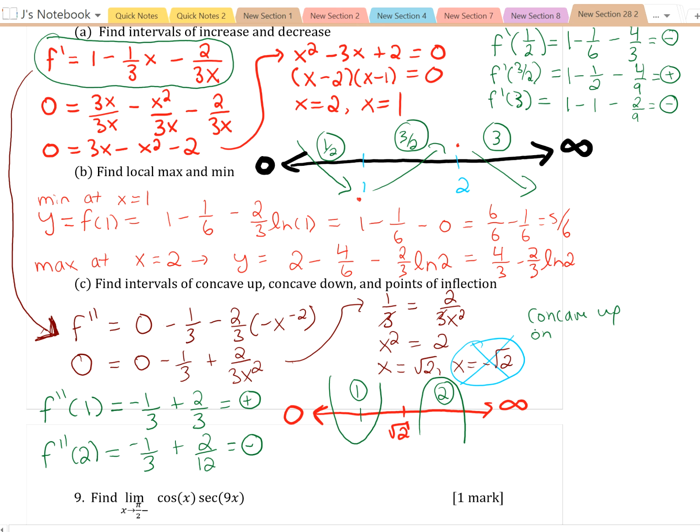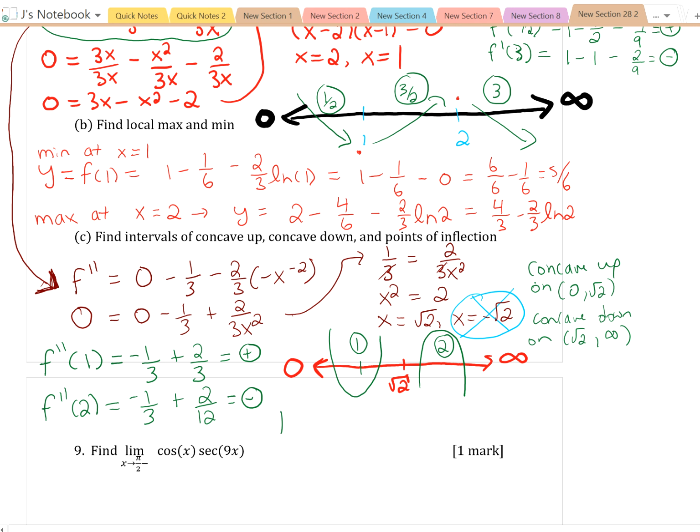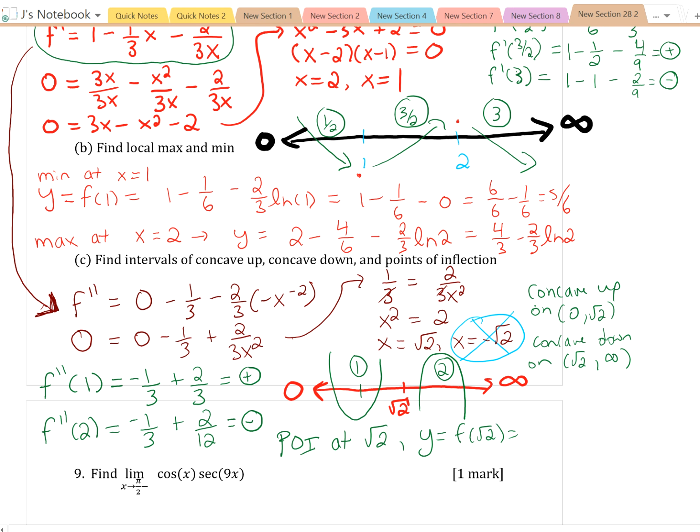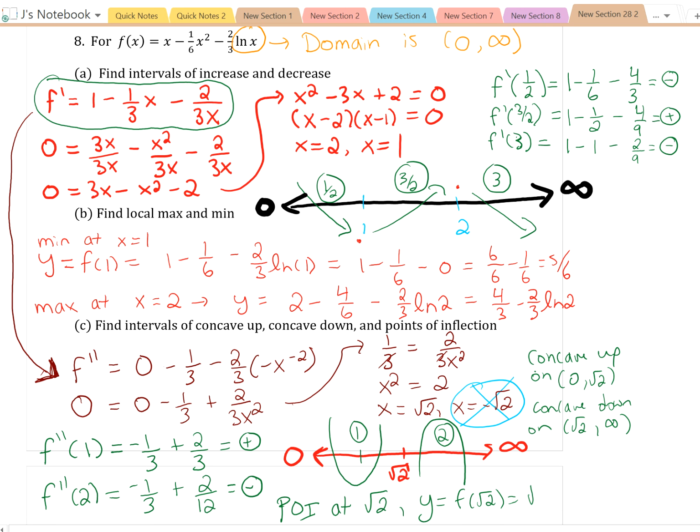First concave up on 0 to root 2, and concave down on root 2 to infinity. There's a point of inflection at root 2, POI at root 2, and the y value is the original function evaluated at root 2. That's going to be, let's see, root 2 minus root 2 squared over 6. Root 2 squared is 2, so 2 over 6, minus 2 over 3 ln root 2. And then that ln of root 2, you can write root 2 as 2 to the 1/2, bring the power down, and simplify if you want. I'm not going to bother. Leave it like that. You'd simplify it to match your multiple choice solution.